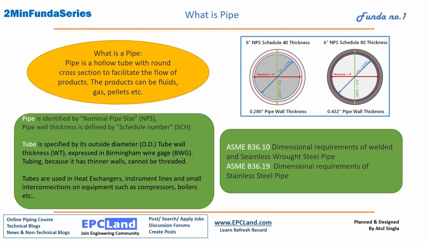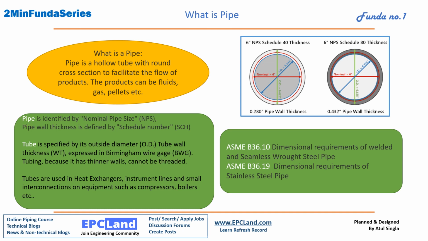We are having schedule 40, schedule 80. Outer diameter will remain same. Inner diameter will keep on changing with the increase in thickness. For tube, it is always defined by its outside diameter, and thickness can be defined by BWG. Tubing always has very thin walls, so this cannot be threaded. So this is a major difference between pipe and tube.